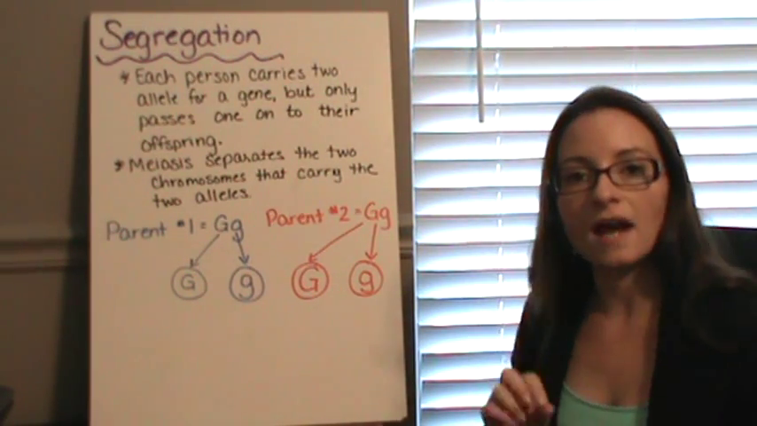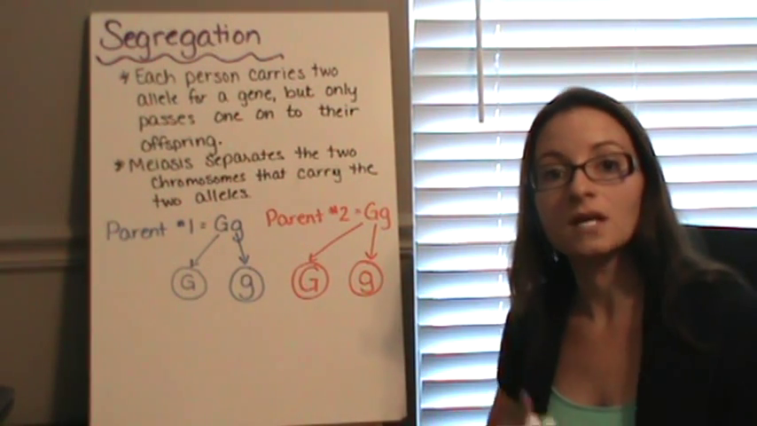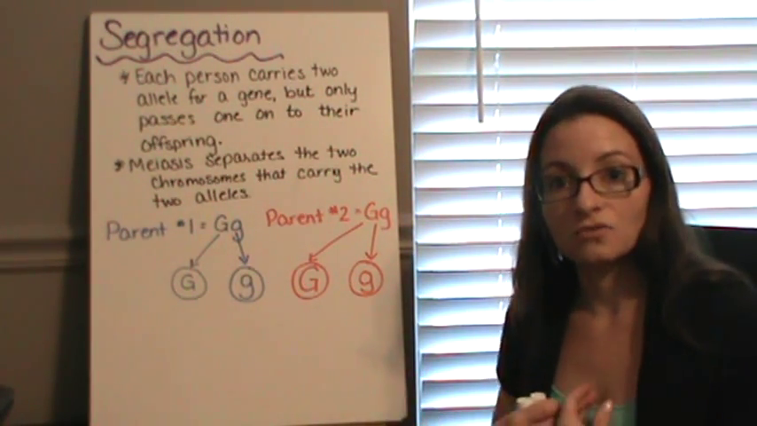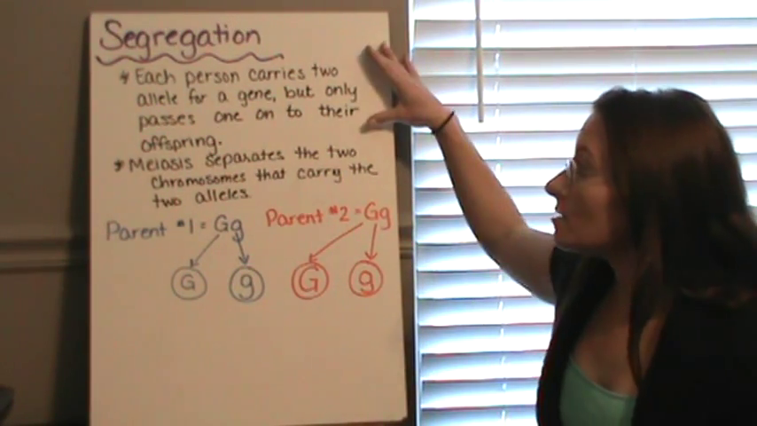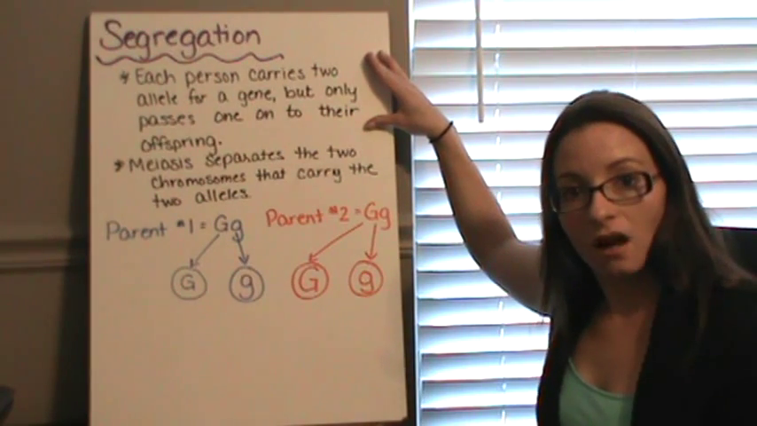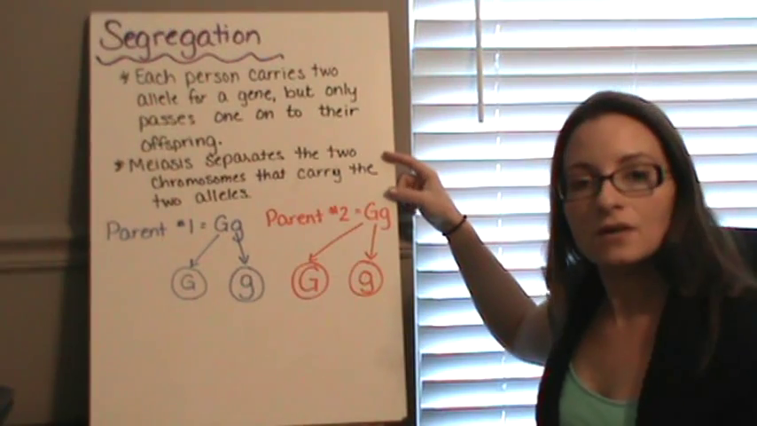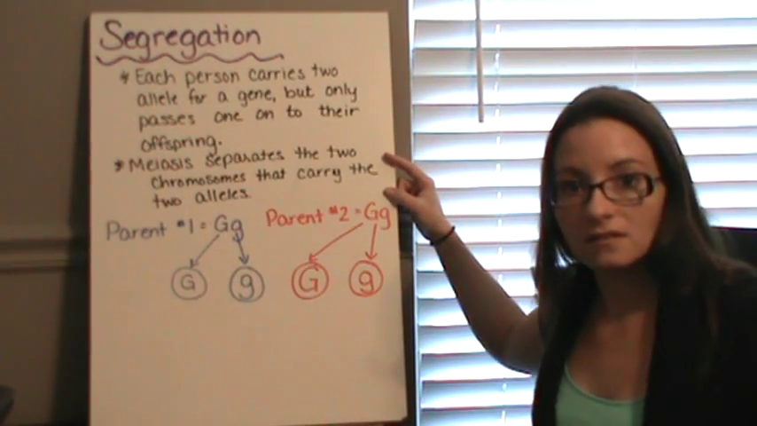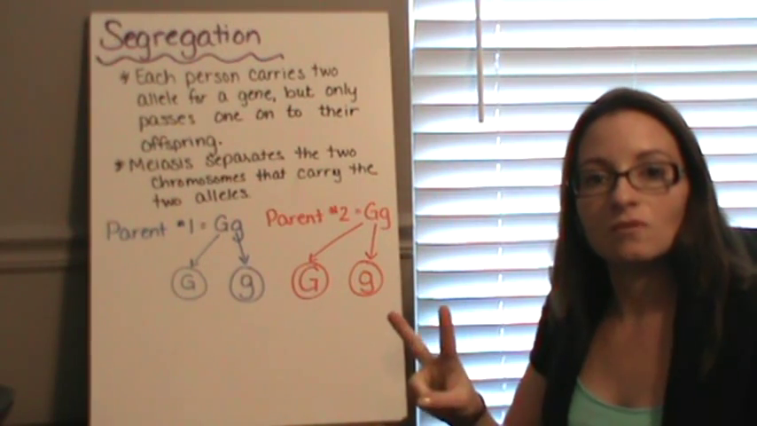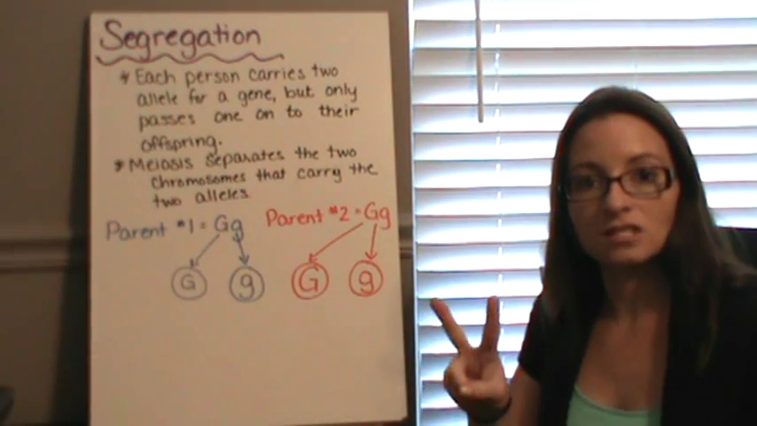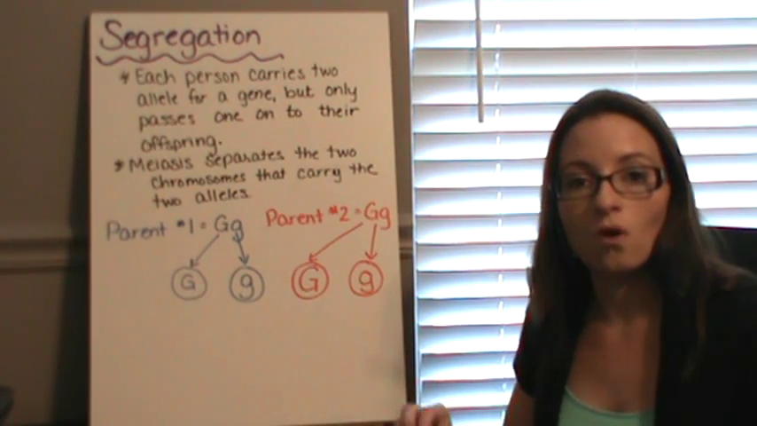Each person actually carries two alleles for a specific gene. You get one set from mom and one set from your father, and you now have two sets of those genes. But to be able to pass those on to your offspring, you can only pass on one. So meiosis, which we've talked about in the past, is the process that takes those two chromosomes that have the same genes on them and separates them so that parents are only passing on one allele to each offspring.